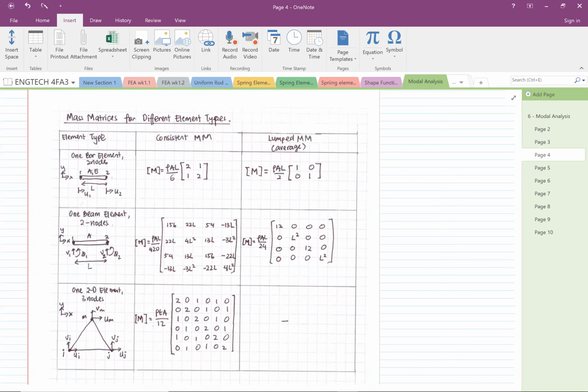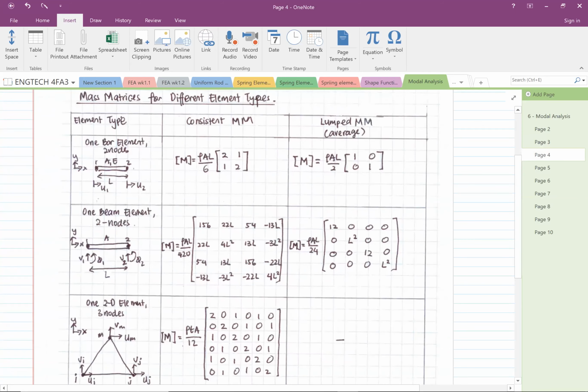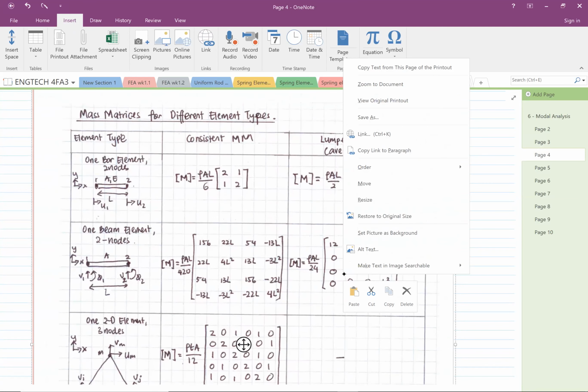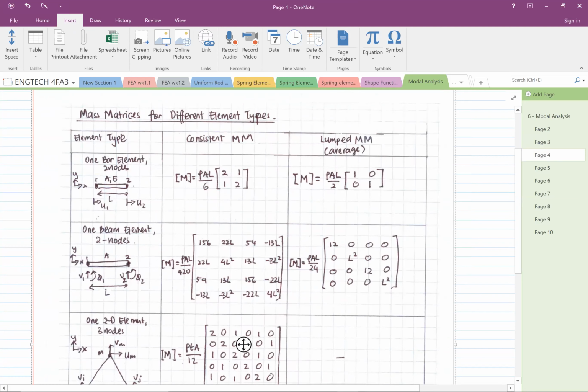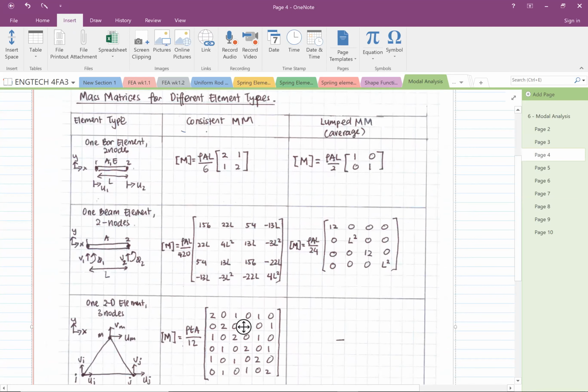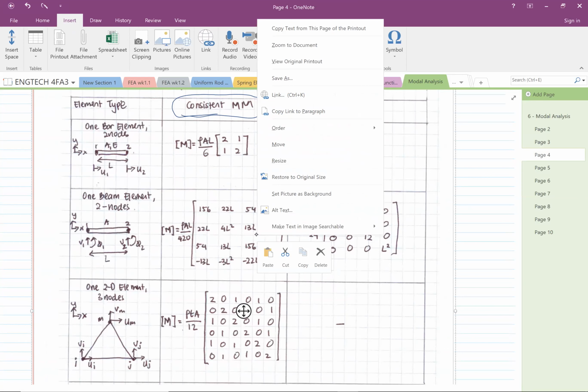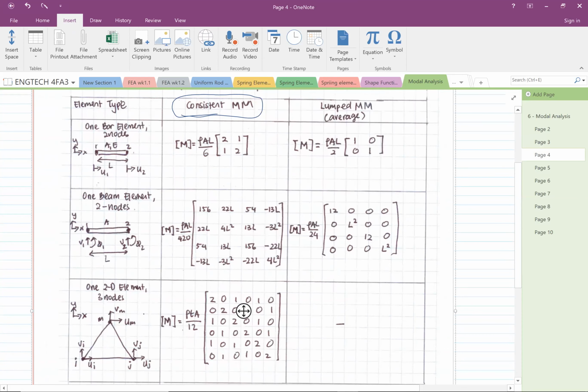Guess what? I'm a nice guy. Well, at least I try to say that to myself, you know. So I have developed all the constant mass matrices for you already for the 1D bar element, beam elements, sorry, and the 2D elements of 3 nodes.